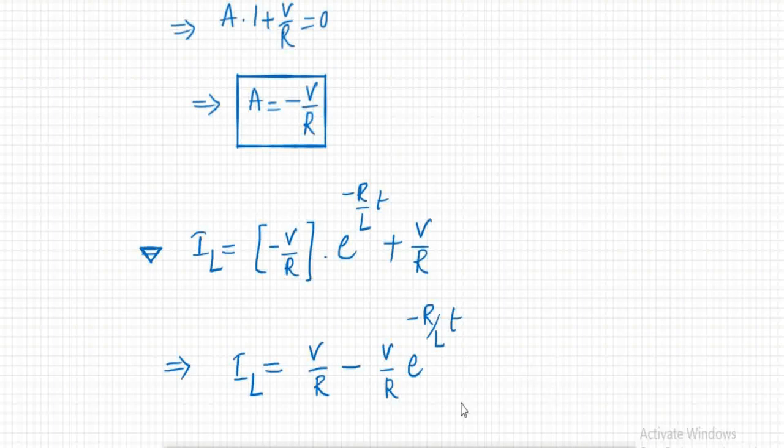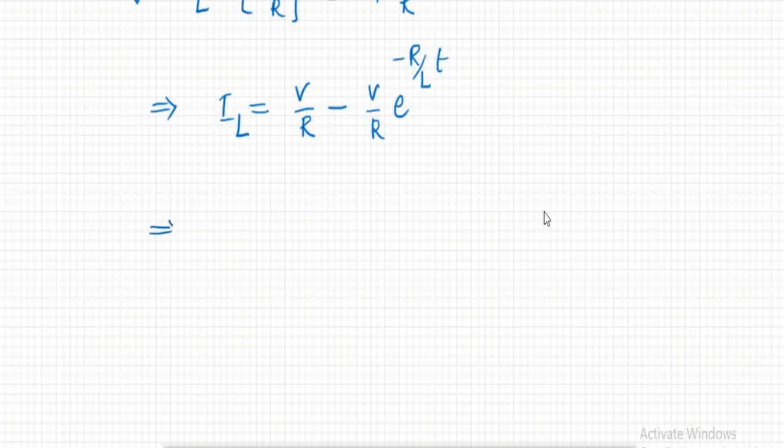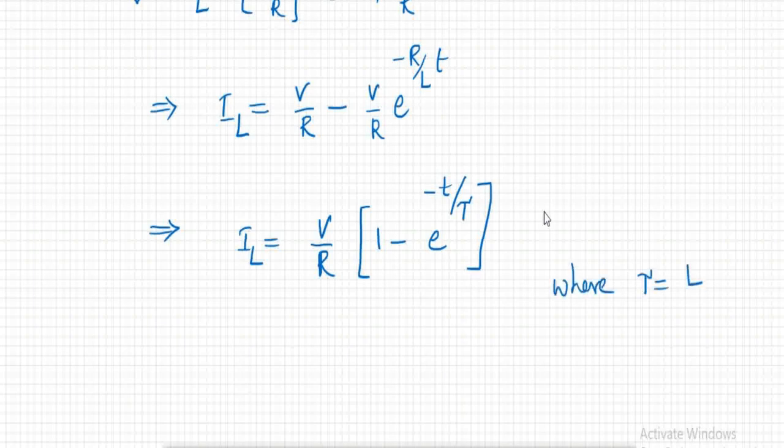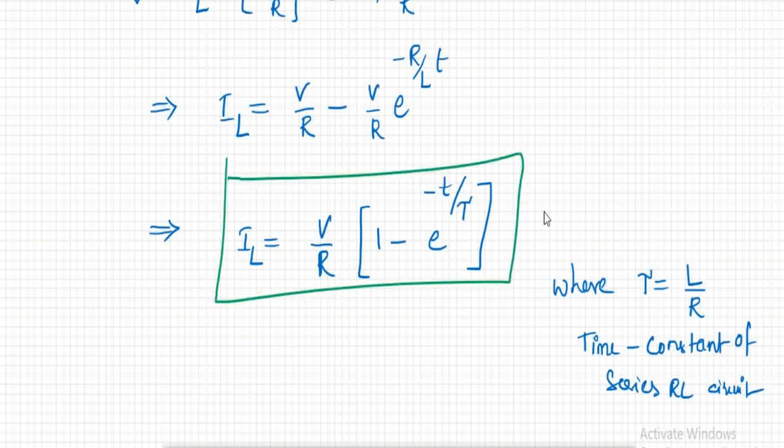Okay. So generally this expression for inductor current of an RL series circuit is given as IL equal to V by R, I have taken V by R common, that is 1 minus e power minus T by tau, where tau is the time constant of the RL circuit. I have already explained the time constant of a series RL circuit in the previous lecture. So this is our solution for inductor current of a series RL circuit.